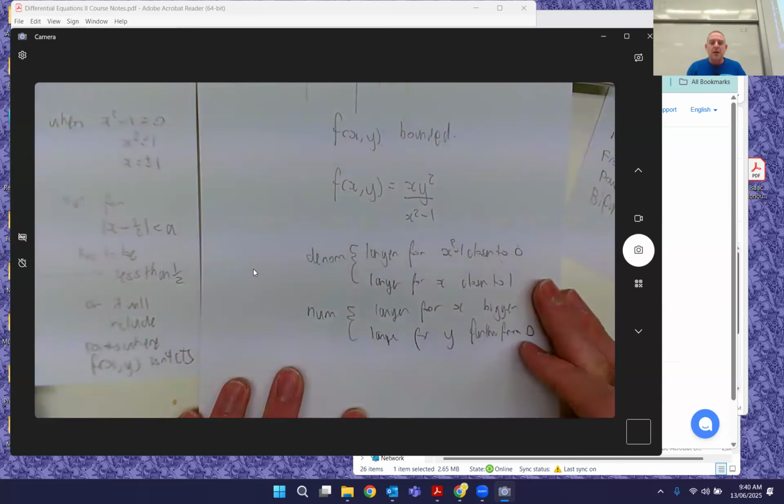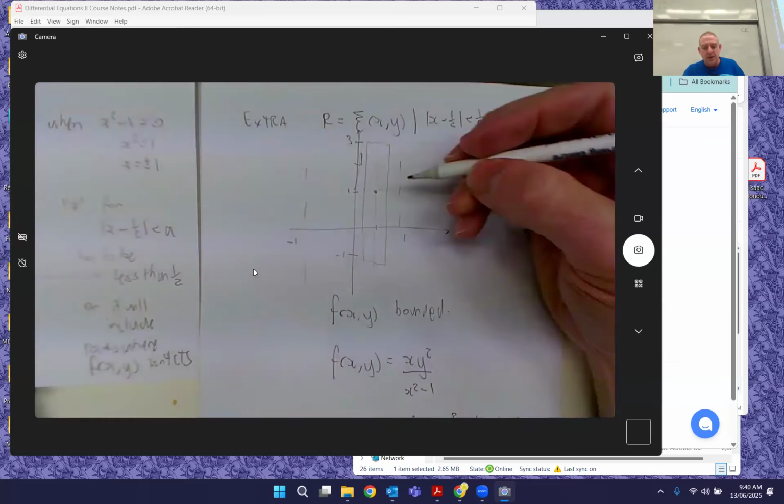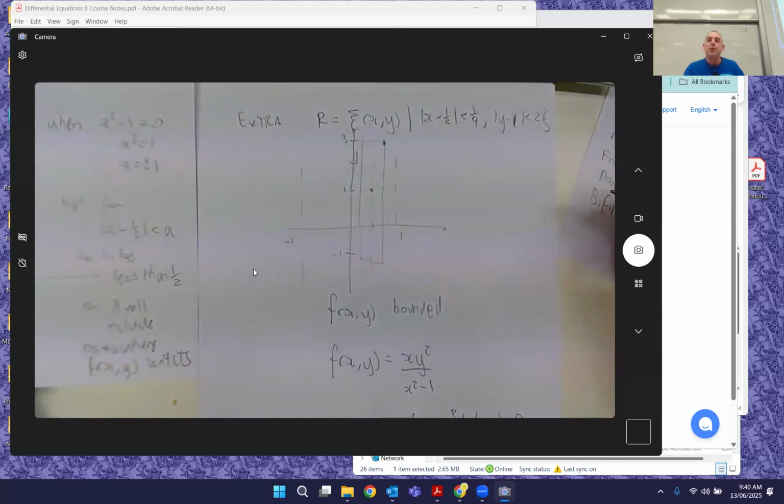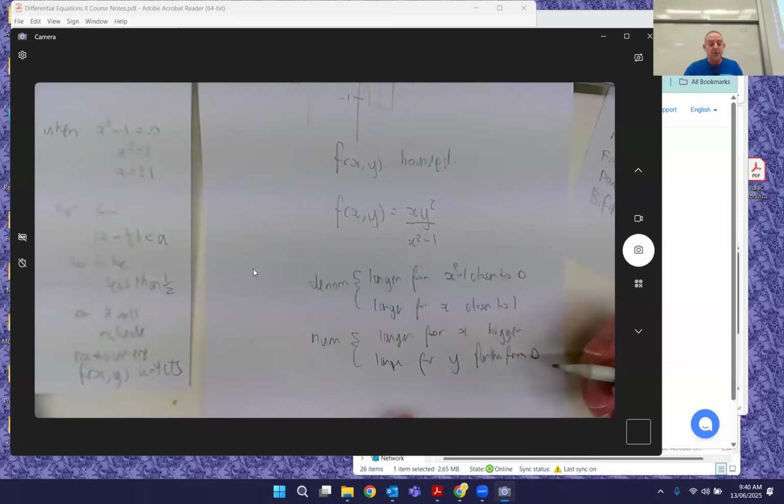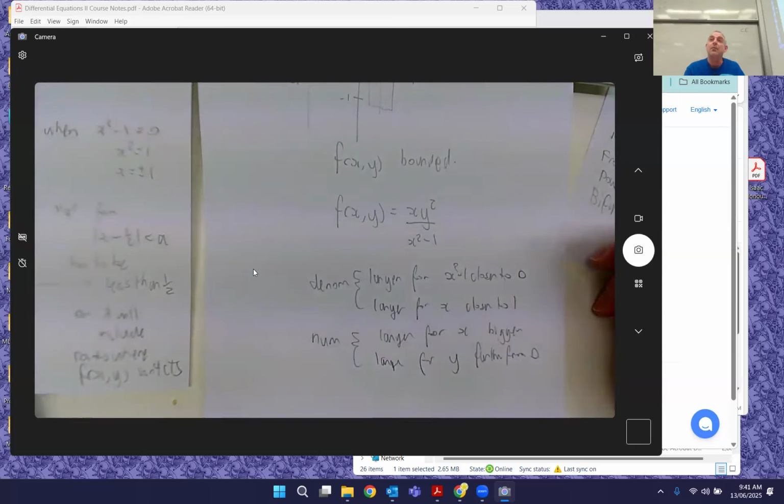Okay, so it seems to me that the highest value should occur here, because that's where x is the biggest and where y is the biggest. And I've already indicated that this will get bigger as y gets bigger, it'll get bigger as x gets bigger, so that must be where the biggest value of the function is.